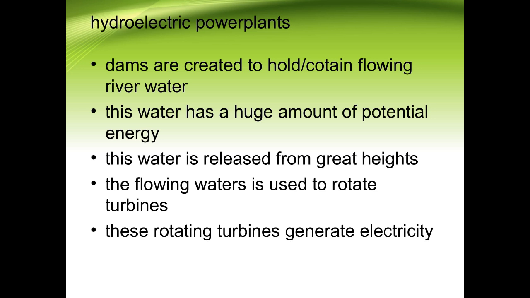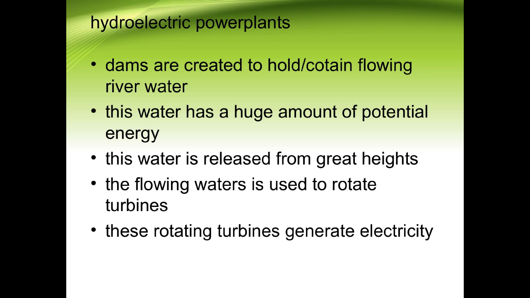Dams are constructed to contain the flowing river water. This water has a large amount of potential energy, children. Once this potential energy, the energy stored in the water, is released from a certain height, the flowing water rotates the turbine, and this turbine in turn generates the electricity.